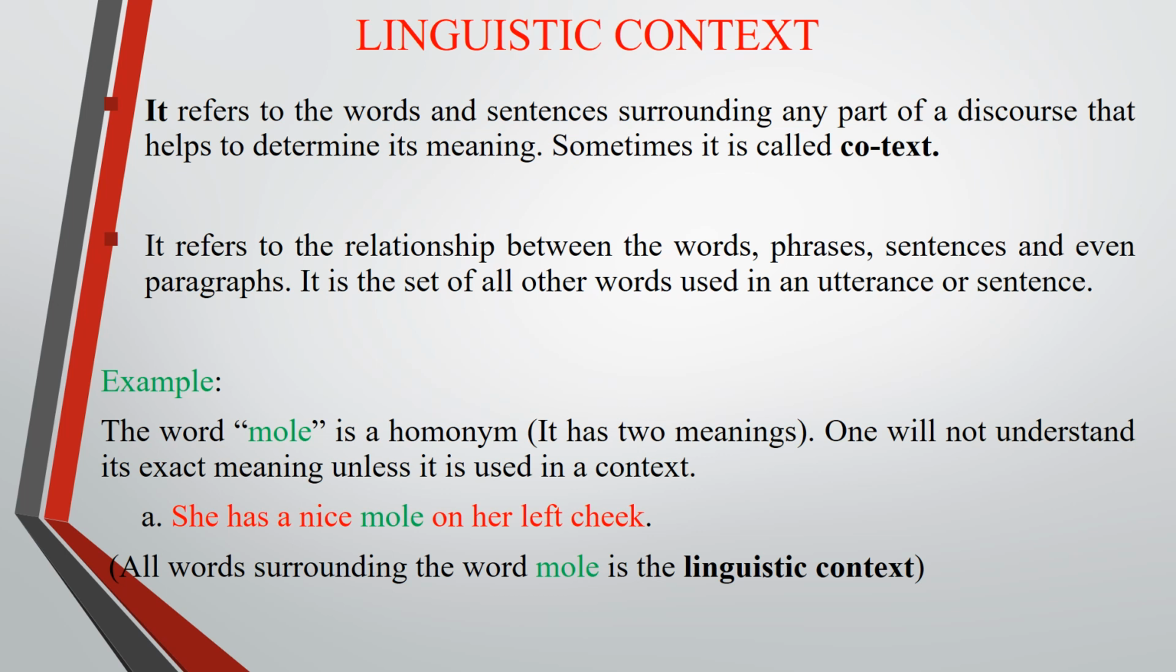For example, the word mole, which is a homonym, which has two meanings, either a skin mark or a small animal, will not be understood unless it is used in a linguistic context. So, if we have the word mole in a sentence such as "She has a nice mole on her left cheek," now this linguistic context, which is marked in red, will help us determine the meaning of the word mole, and one will understand it as the skin mark. Then, all words surrounding the word mole, again, which are marked in red, are called the linguistic context.